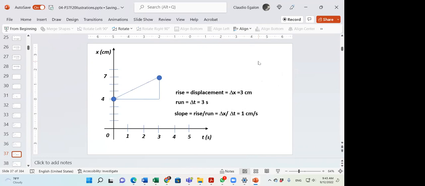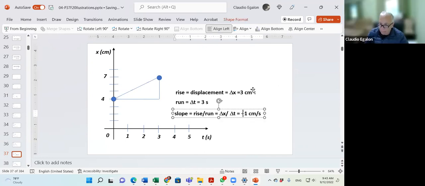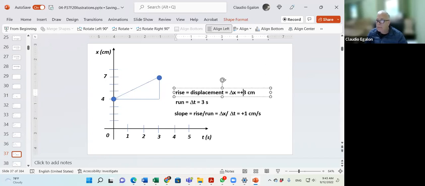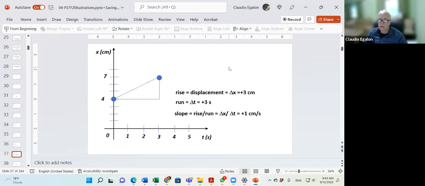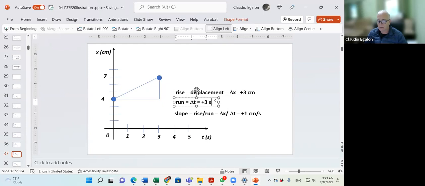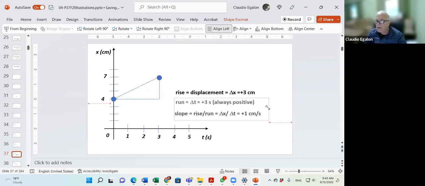I'm going to emphasize that delta x can be positive and negative, but delta t is always positive, because we cannot go back in time, right? Delta t is always positive. Delta x can be negative or positive.